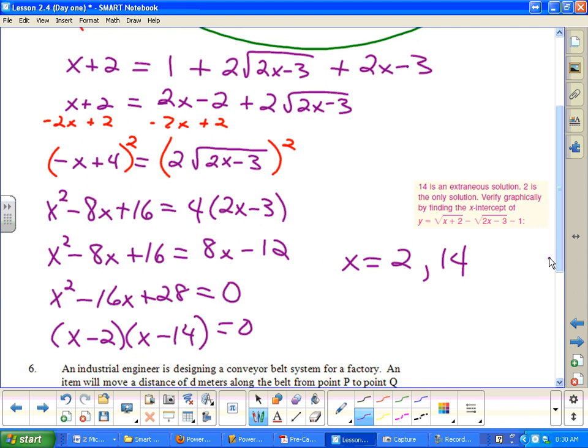Put 14 in, we get 16, which is 4, minus the square root of, let's see, 2 times 14 is 28 minus 3 is 25, so that's 5. And 4 minus 5 is a negative number, and we needed positive 1, so 14 doesn't work. So my answer is just x equals 2.